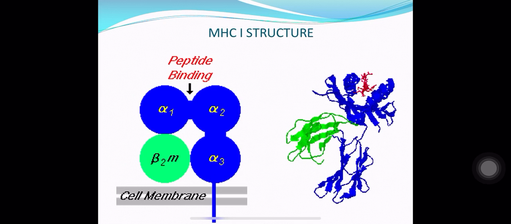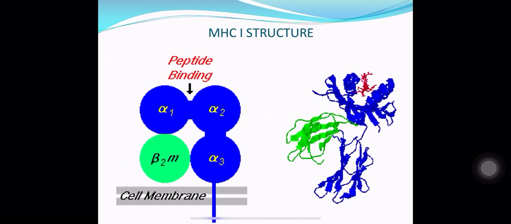Now here again the structure of MHC1 molecule is shown. The alpha chain having three portions: alpha 1, alpha 2 and alpha 3, the beta 2 microglobulin chain, and on this side a thread-like diagram of MHC1 structure is shown. In that thread-like diagram, alpha 1 and alpha 2 are shown on the upper side and alpha 3 on the lower side, and the beta 2 microglobulin in green color also on the lower side.